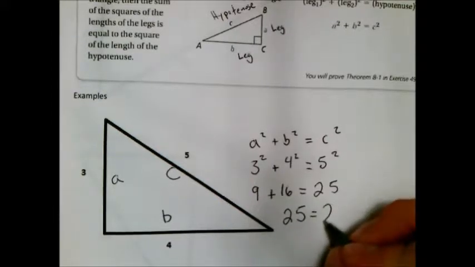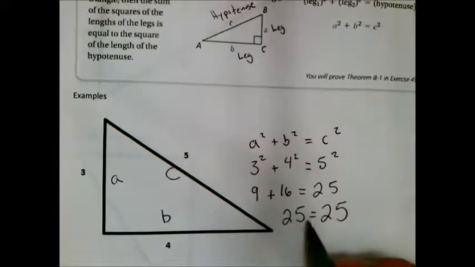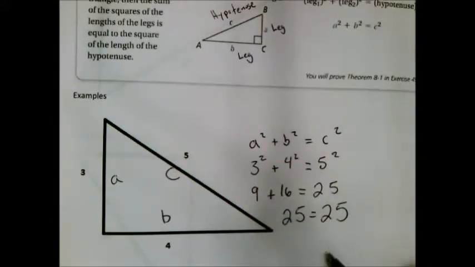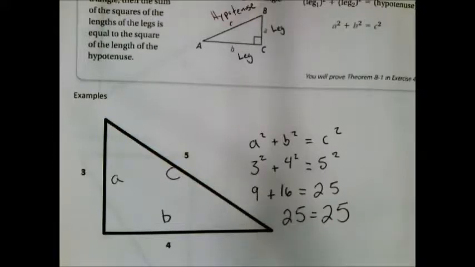So yes, this is a right triangle. Why do we know this is a right triangle? Because the Pythagorean theorem works. Okay? So let's go on to the next one.